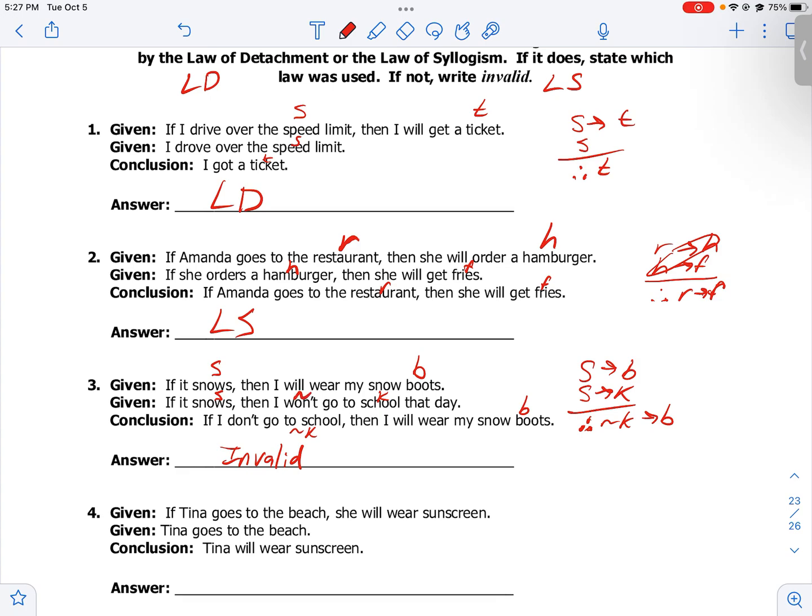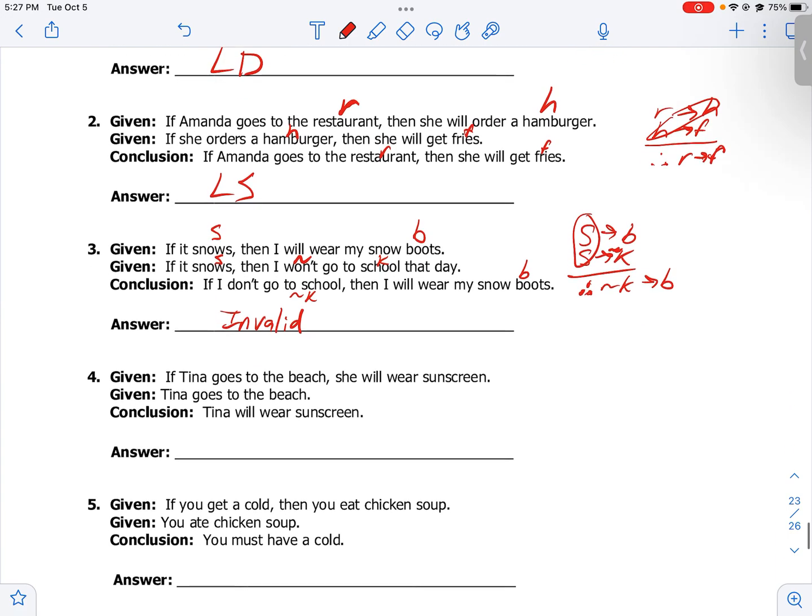Oh, let's see. I won't go to school that day. I won't. I don't K. So that'd be don't K. Yeah, but these are fronts. You can't link through fronts, so you can't get that. Okay?